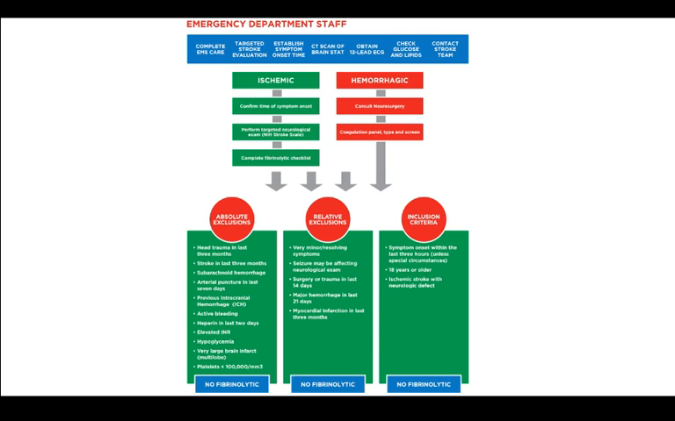Relative exclusions means very minor or resolving symptoms, seizure that may be affecting neurological exam, surgery or trauma in last 14 days, major hemorrhage in last 21 days, and myocardial infarction in last 3 months. That also signifies no fibrinolytic. Inclusion criteria: symptom onset within the last 3 hours unless special circumstance, 18 years or older, and ischemic stroke with neurological deficit. And that would call for fibrinolytic.